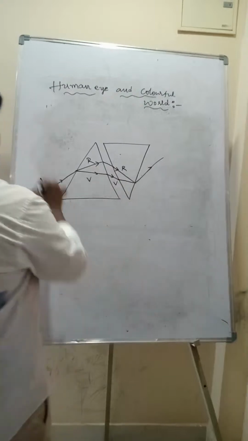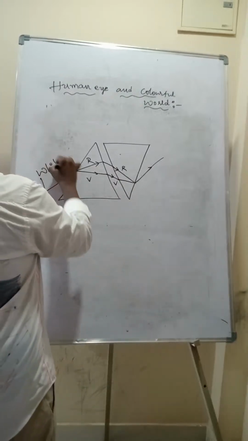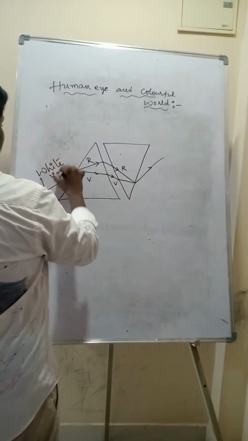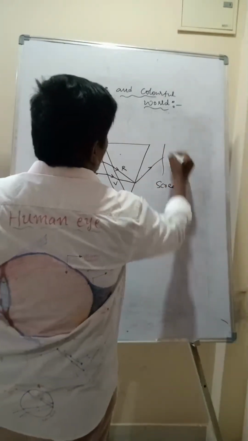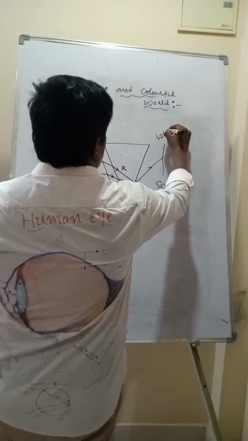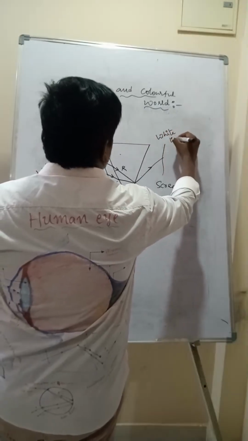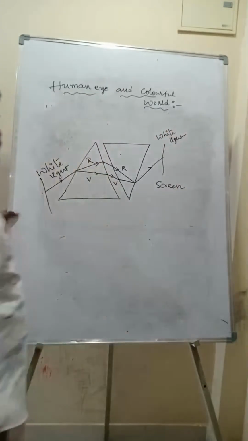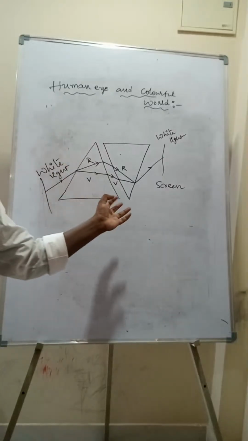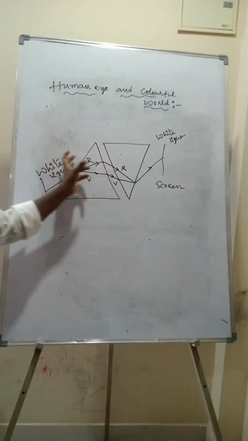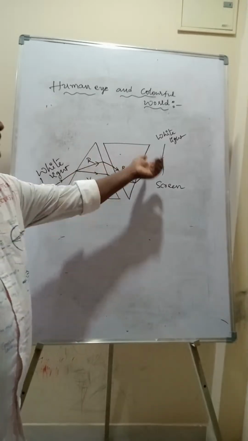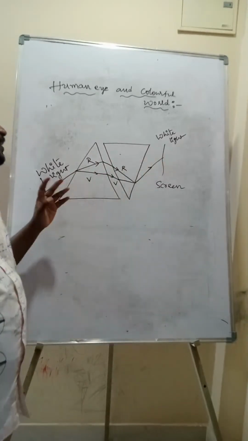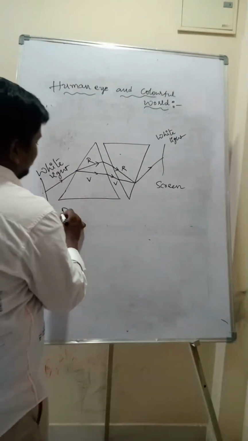Here on the screen, white light is split into 7 colors. If you place an inverted prism beside this normal prism, then you will get white light as the outcome. So this is a recombination of the spectrum of white light.